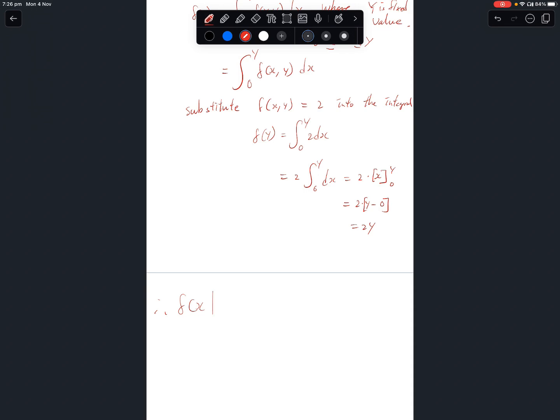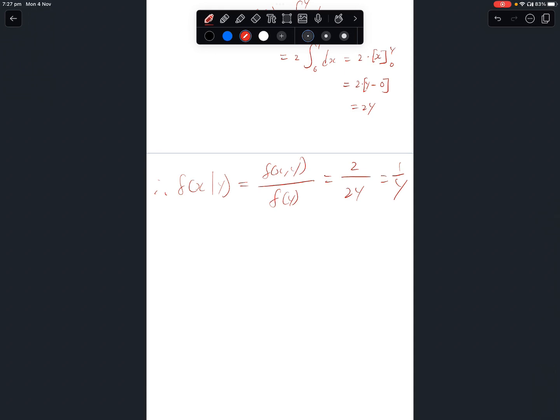So now we know that the conditional probability density of x given y is equal to f x y divided by the marginal density function f y, which equals 2 divided by 2y, equal to 1 over y. Okay, so we can do D now. D is the expectation of x given y. So x here, and then this is the conditional probability.